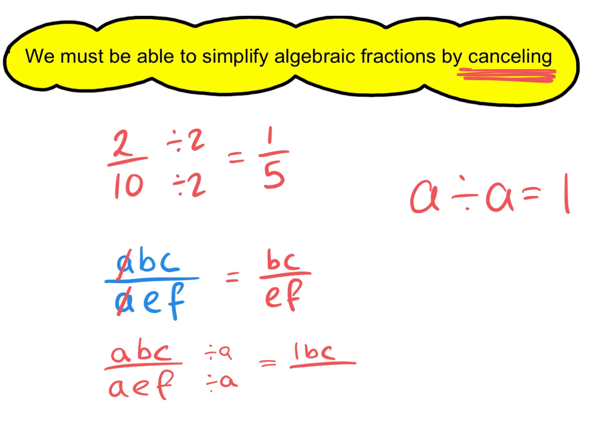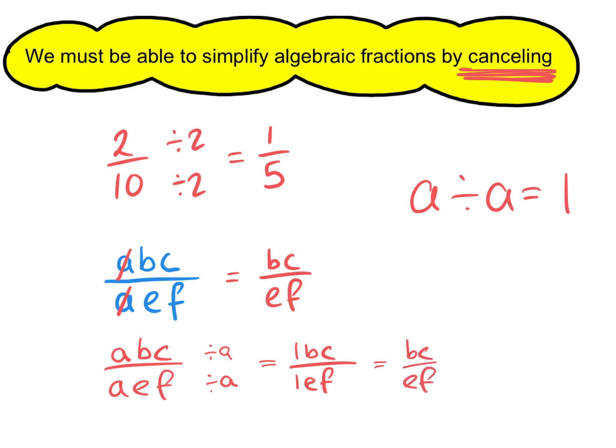On the bottom, this A here can be divided by this A here. So A divided by A is 1, so that leaves me with 1 EF, which I can write at the bottom. Now, I wouldn't normally write these ones, so we could get rid of them and they could disappear, but sometimes it's important to understand that when we do cancel, it does actually leave behind a little one like this. So I would just write this as BC over EF.